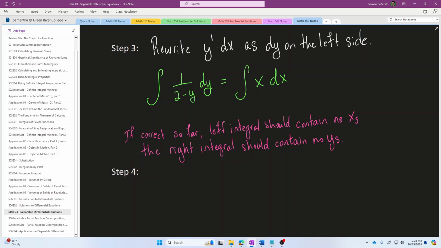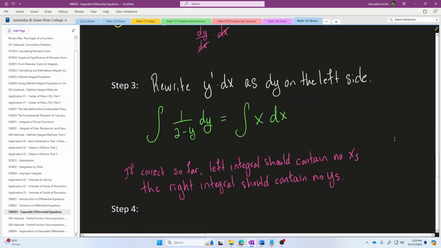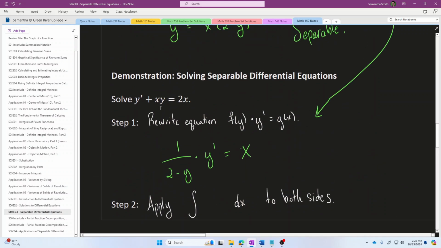If you have a mixing or a mismatch in your equation, where you have both x's and y's on one side of the equation, you have done something wrong at this point. By the time you reach step 3, the x's and y's should be completely separated from each other: an integral of a function of y with respect to y on the left, separate from an integral of x with respect to x on the right. If those are not separated, you've made a mistake, or the differential equation was not actually separable in the first place.